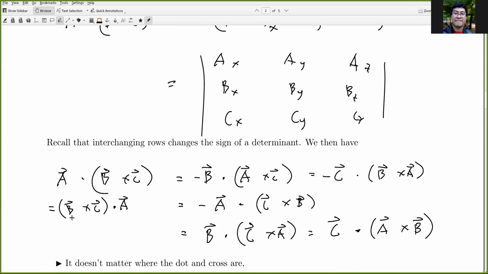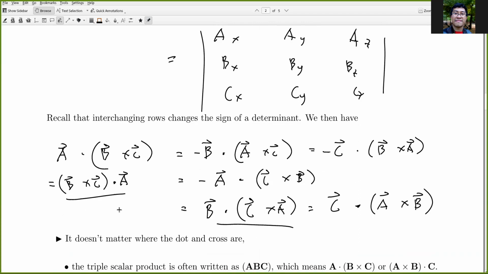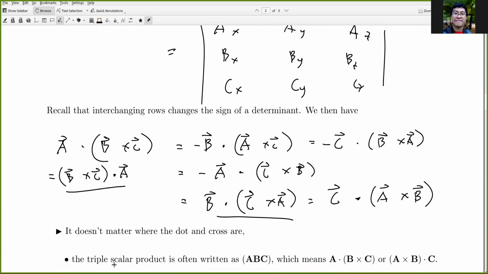Now, compare this with this. So this one and this one, they are actually equal, but the cross and the dots are not placed in the same positions. So these are ordered differently. So it actually doesn't matter where the dots and crosses are. Sometimes the triple scalar product is often written as ABC, for example, it means that you have A dot B cross C or A cross B dot C. It doesn't matter. Both have the same magnitude, or just will give us the same result.